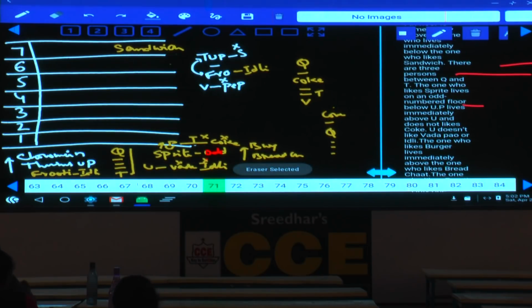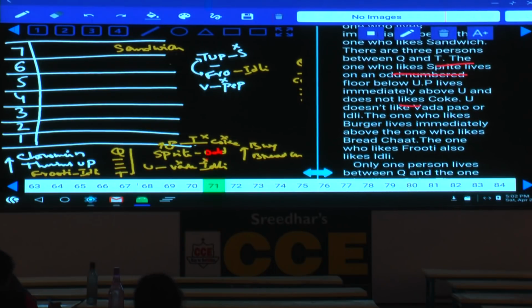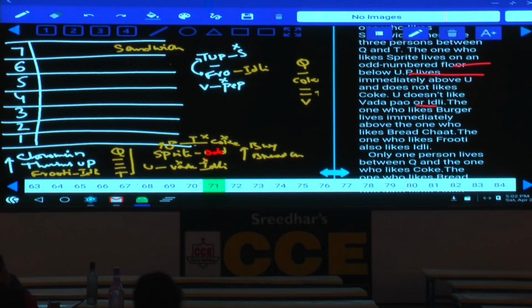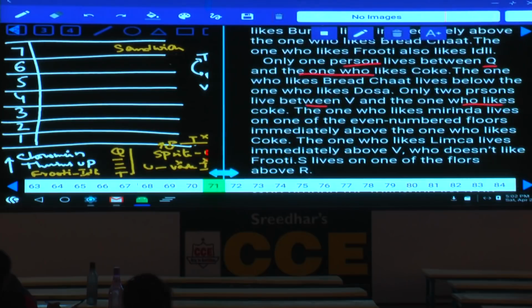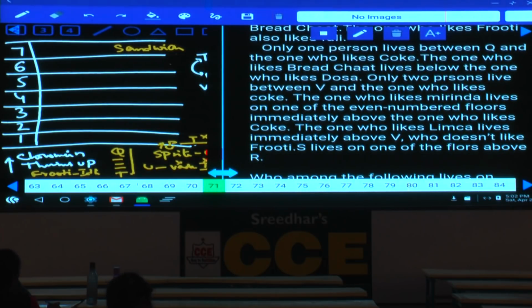From this, we can determine that Q is before the person who likes Coke. Done with this? Now Q is before the one who likes Coke, so what are the different possibilities we can have? Either 7 or 6. And next one: only one person lives between Q and the one who likes Coke.